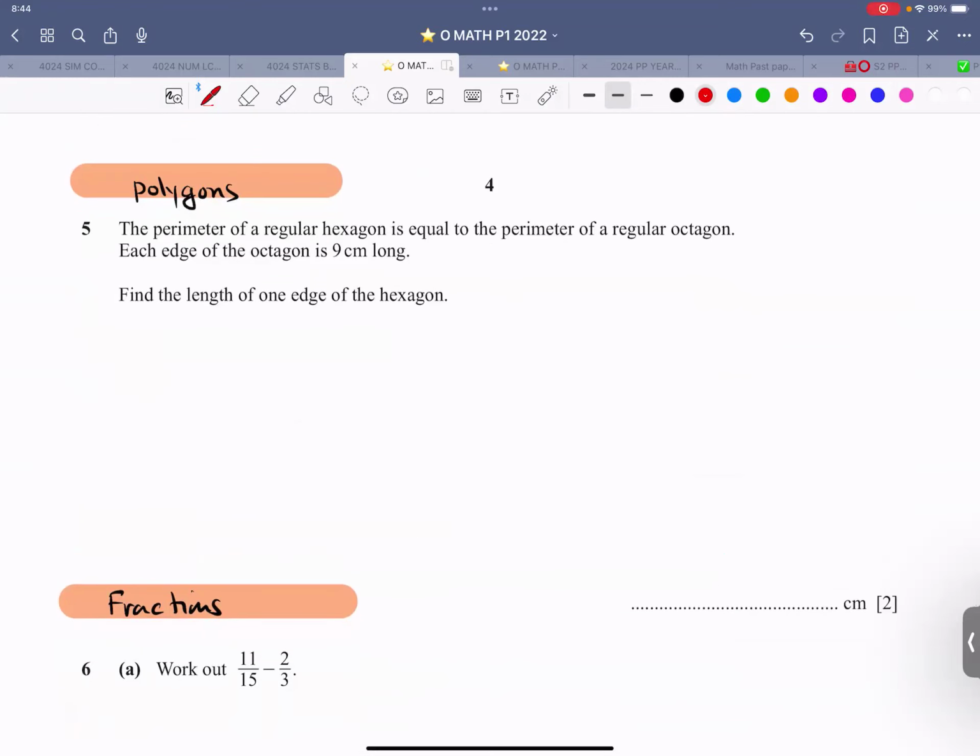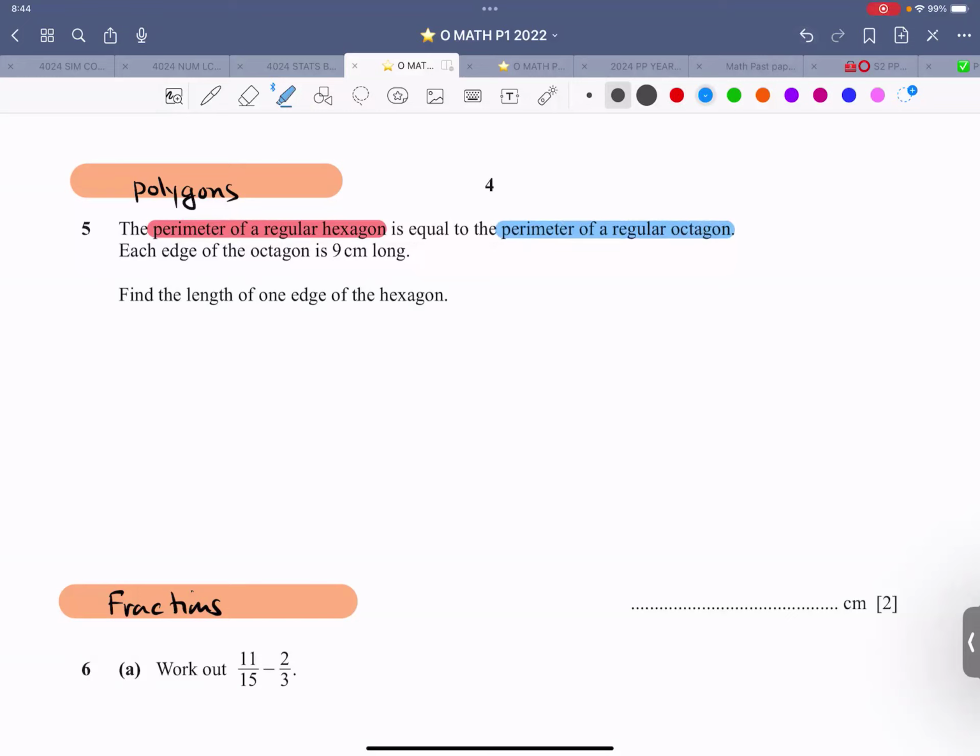Polygons. The perimeter of a regular hexagon is equal to the perimeter of a regular octagon. So let me do some shading. A regular hexagon has a perimeter equal to the perimeter of a regular octagon. Each edge of the octagon is 9 centimeters.